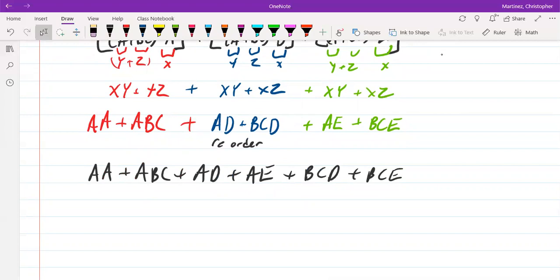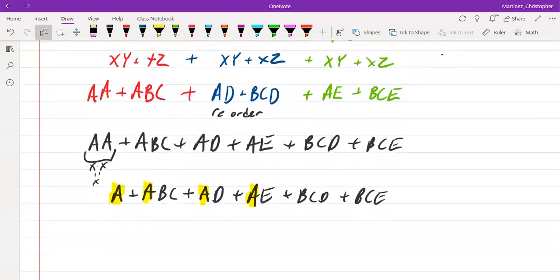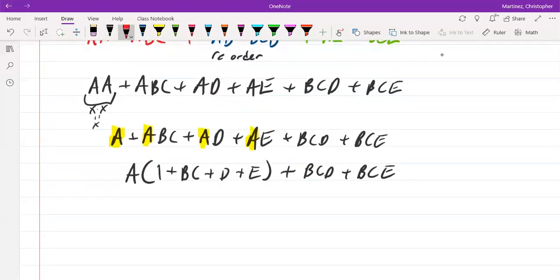Okay, now what I'm going to do is A and A. This is X ANDed with X. That's just a single X. Okay, so that's A plus ABC plus AD plus AE plus BCD plus BCE. And what I'm going to do is all of these terms have an A in common. I'm going to pull out that A. So when I pull out an A, in math and algebra, I would say this is a 1 because A times 1 would give me A plus A BC plus A D plus A E. So all those terms are together, ORed with BCD plus BCE. And now if I look at this term here, this is 1 plus X, and 1 plus X is always a 1.